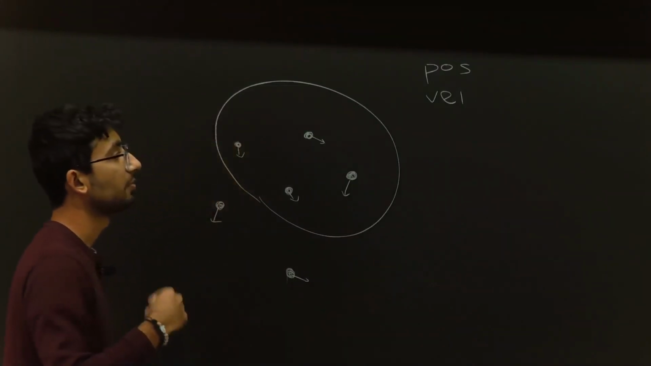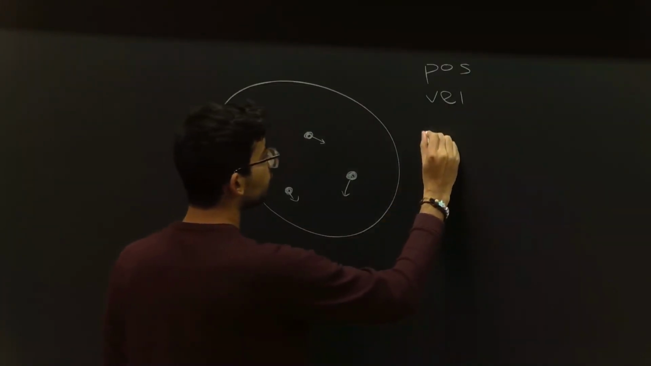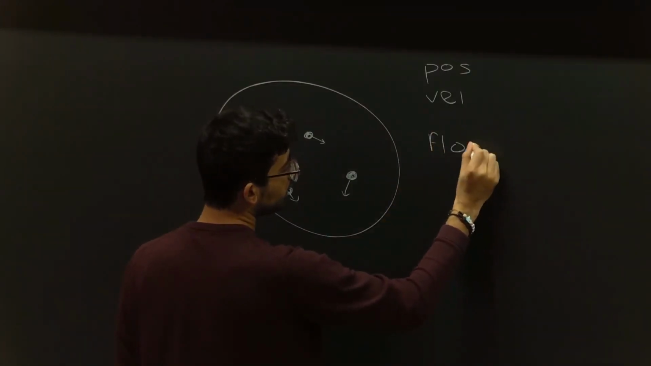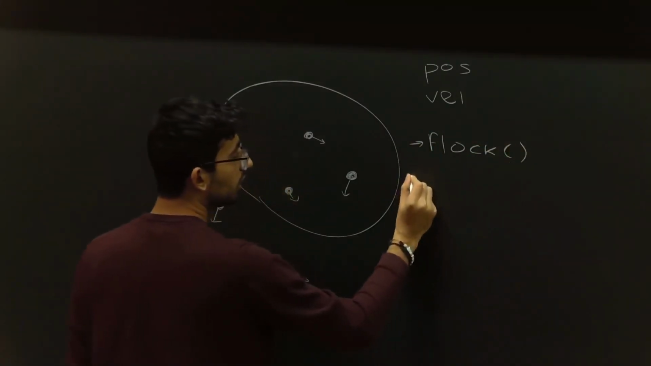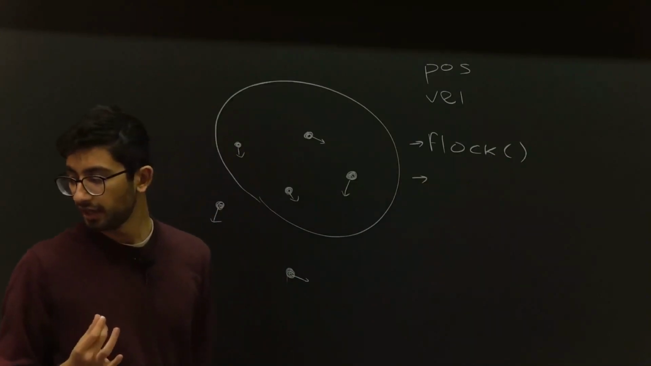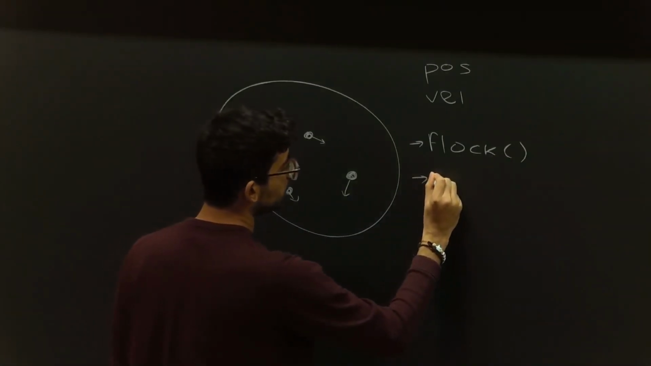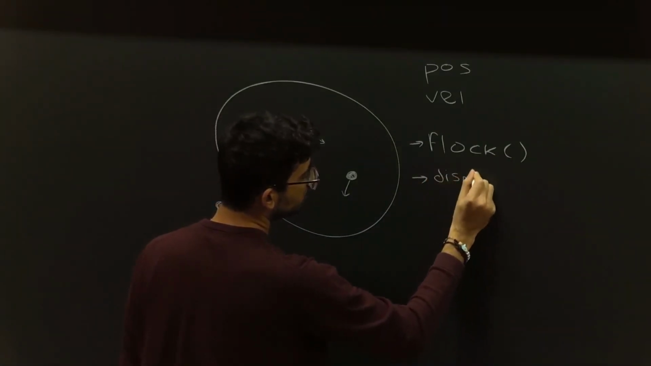And maybe they have a couple functions too. They have a function that tells them, hey, you have the ability to flock. We want to be able to see them, and so we want to say, hey, you have the ability to display yourself.